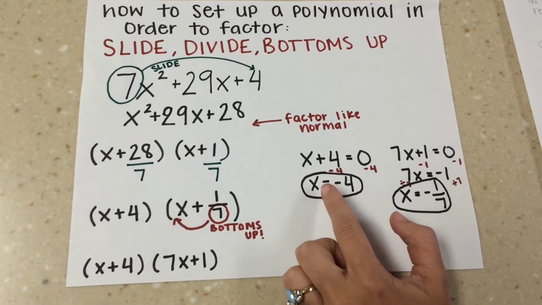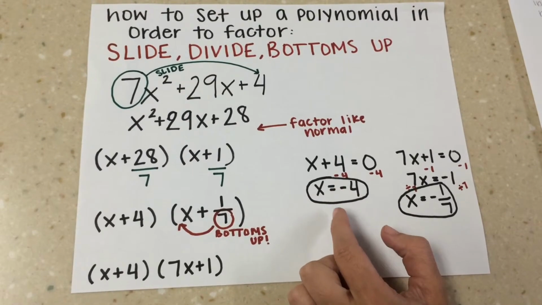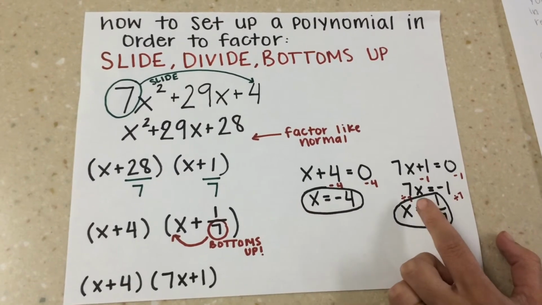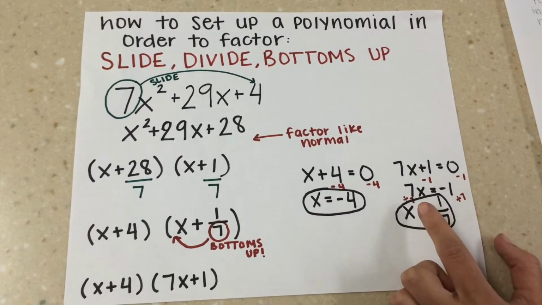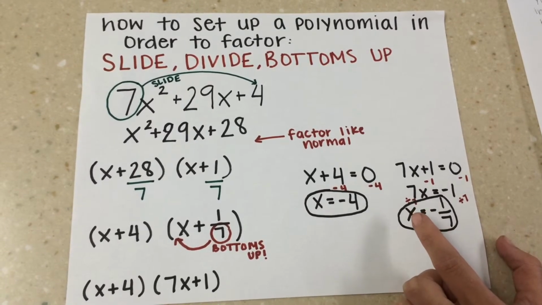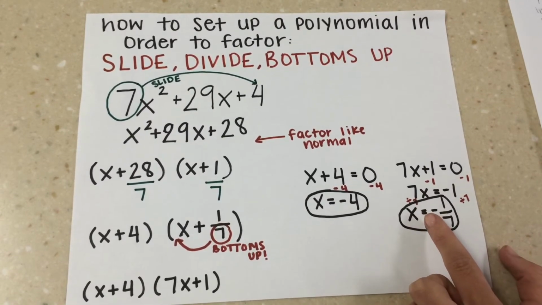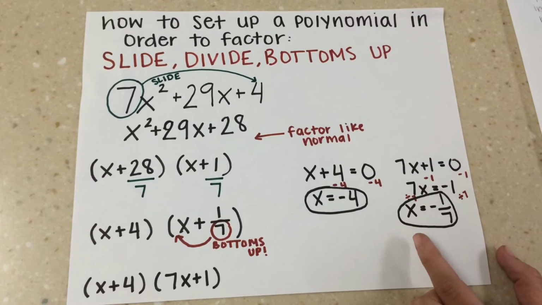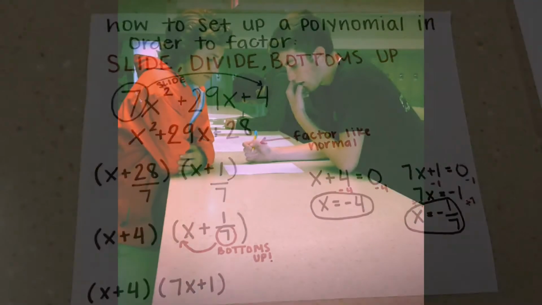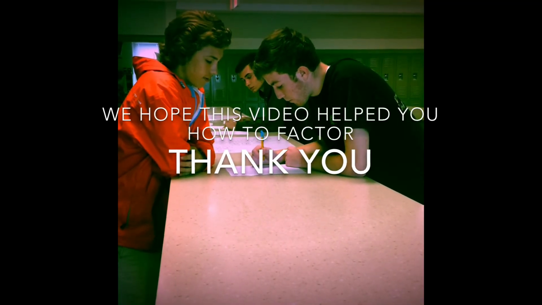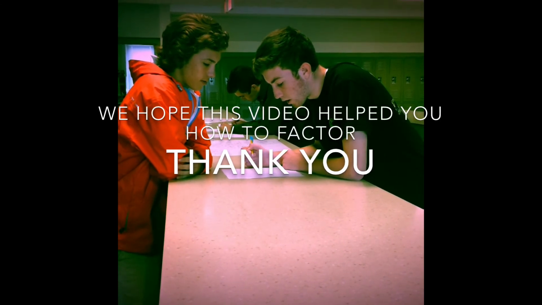For x plus 4 equals 0, you minus the 4 on both sides to get x equals -4. For 7x plus 1 equals 0, you minus the 1 on both sides, and you get 7x equals -1. Then you divide both sides by 7, and you get x equals -1/7. So you get both x is equal to 0, so you get -3 and 8.